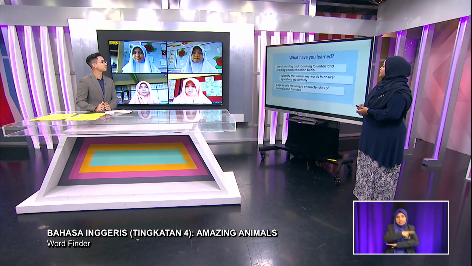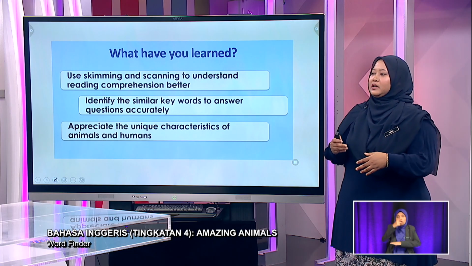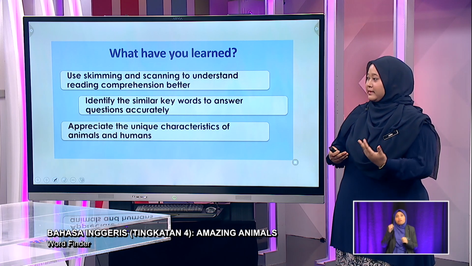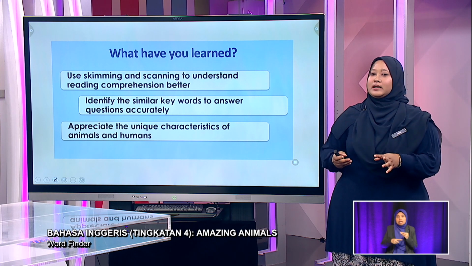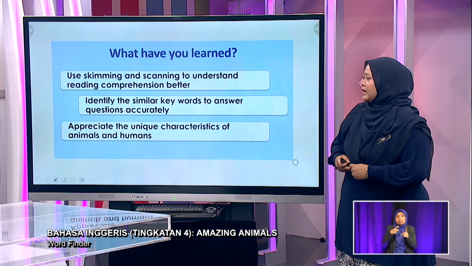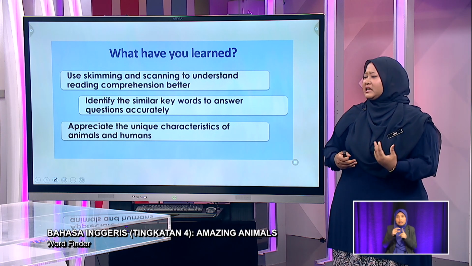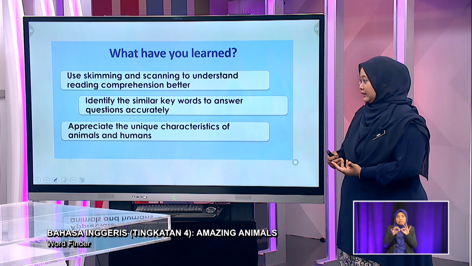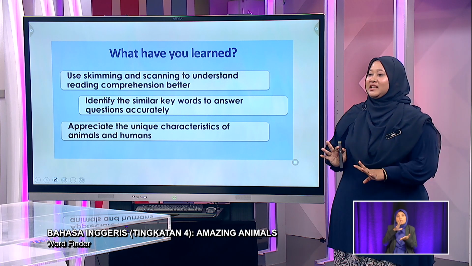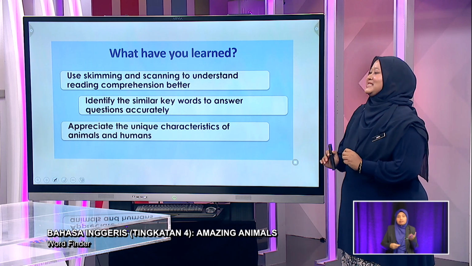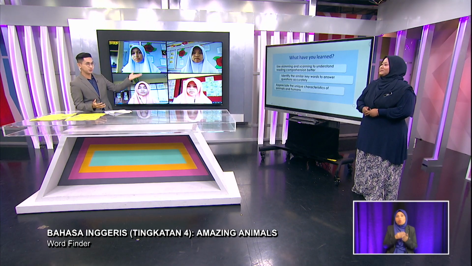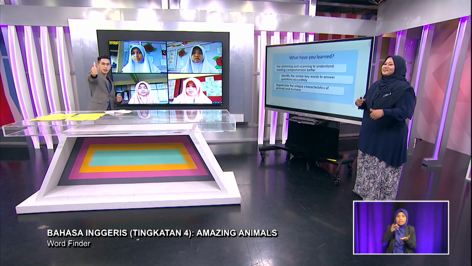All right. So basically for today's lesson, I think our pupils have learned how to use skimming and scanning to understand reading comprehension better. It will also help them to answer questions related to reading comprehension. Next, I think the pupils were able to identify the similar keywords to answer questions accurately. And last but not least, I think we all learned to appreciate the unique characteristics of animals and humans. Yes, and do you all agree as well with what you have learned today? If yes, give me a thumbs up.